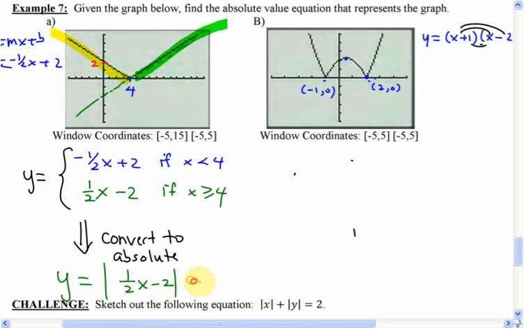What other answer could you have written this as? Yes, Darren? Negative 1/2 x plus 2. Technically, I could have used the equation from above, because what happens when I take the negative anyways when I do the absolute value? It becomes a positive. So either one will work.